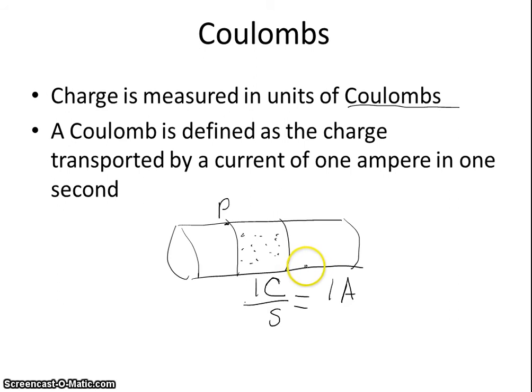So coulomb is a derived unit because it's derived from the amount of charge that can flow through a 1 ampere wire.